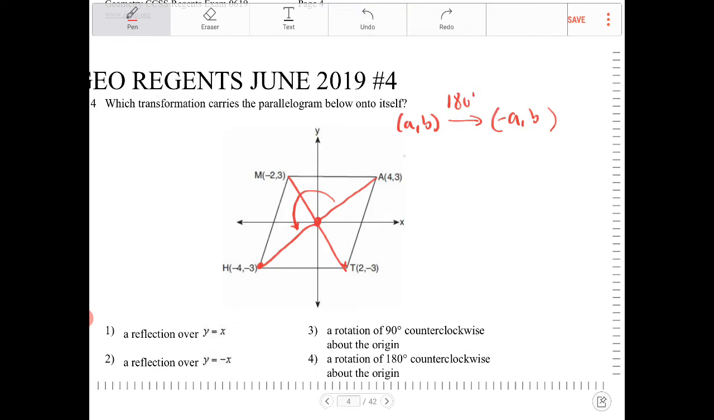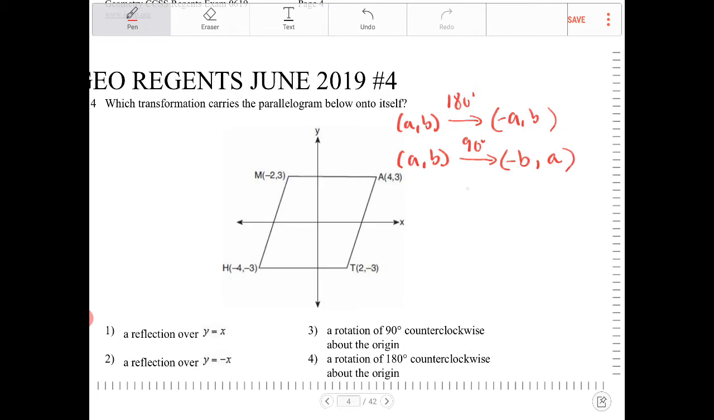What would happen if we were to rotate something over the origin by, say, 90 degrees? Well, if you recall, what happens then is the y coordinate becomes the x coordinate, and it gets negated, right? And then the x coordinate becomes the y coordinate.